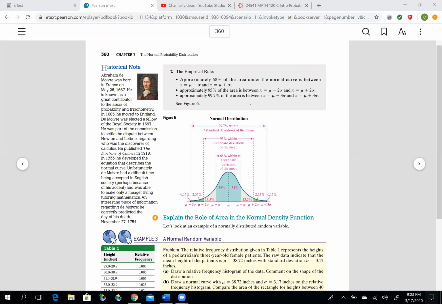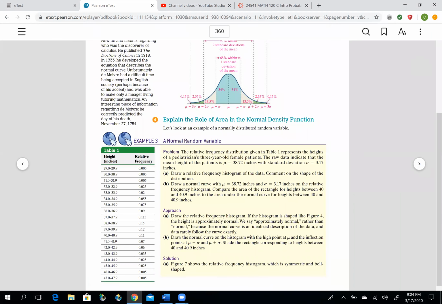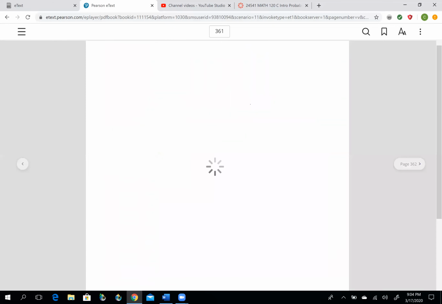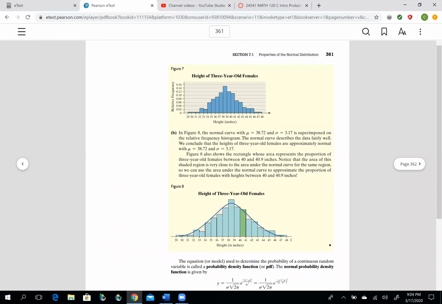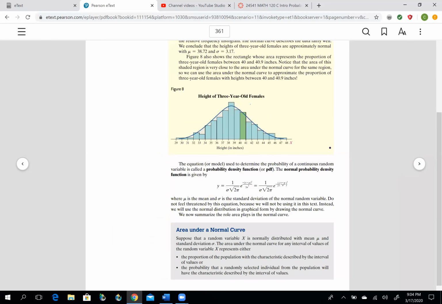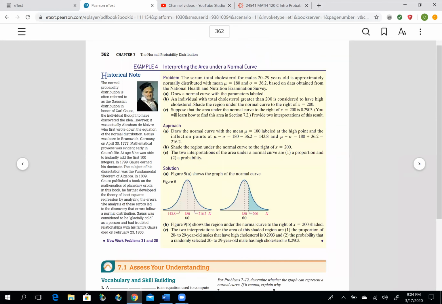So let's see. Okay. Let's go to the next page. Okay, I'm going to skip that. Okay, guys, example 4. Let's go over this.